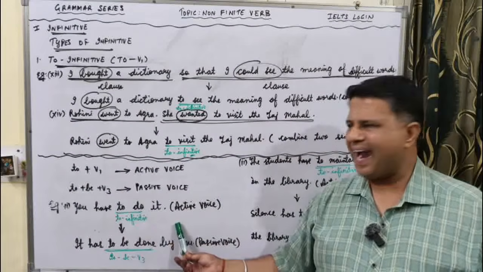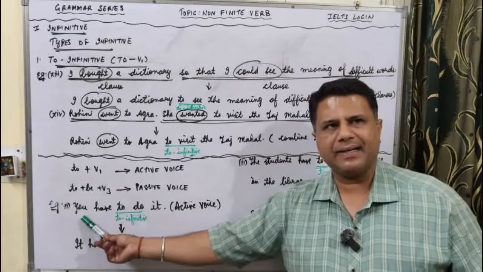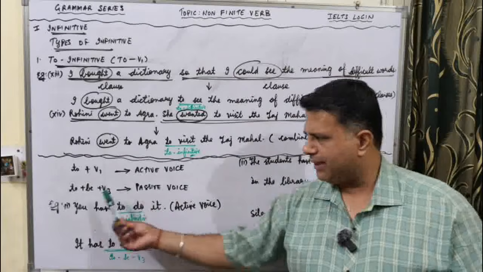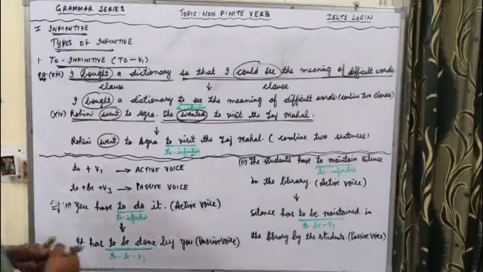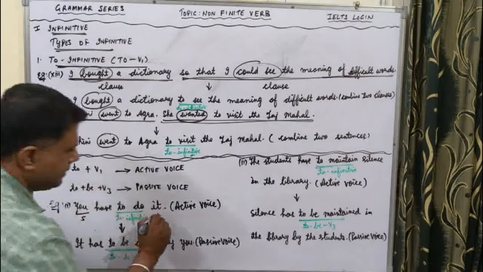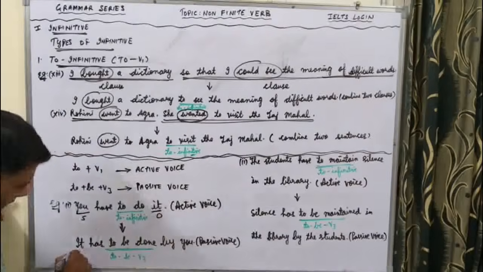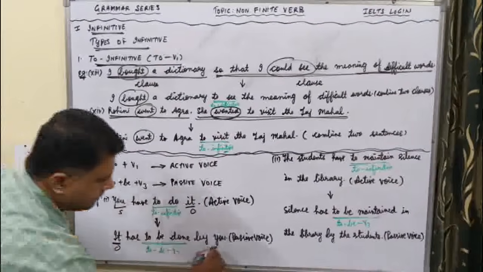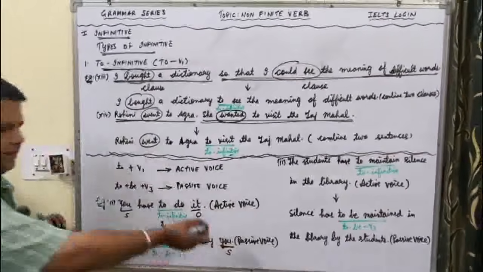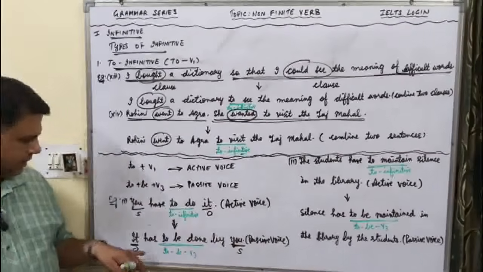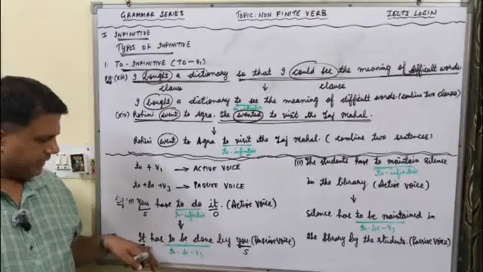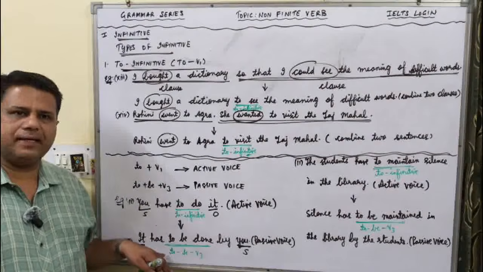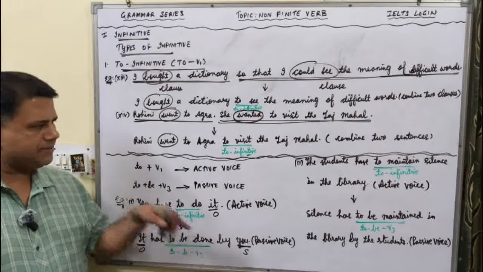This is an example of an active voice. So you is the subject in the beginning. If we put the object here and the subject at the end, then the structure will also change. It has to be done by you. So it is the object here. If the object is in the beginning, it means it is an example of passive voice.